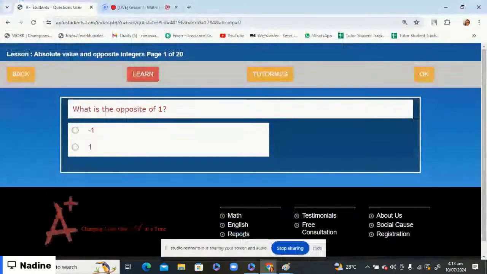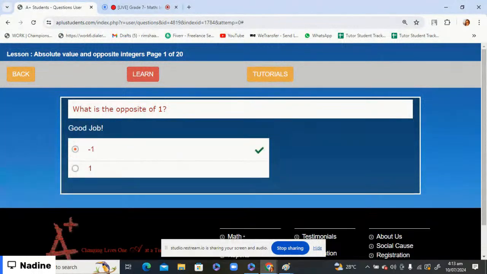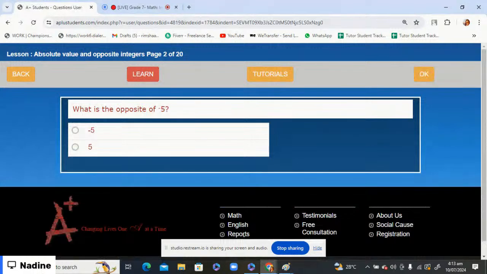So what is the opposite of plus 1? That is negative 1. So here we go with this option. This is the right answer. Okay, what is the opposite of minus 5? Now look here. Here is minus 5. So what is the opposite of minus? That is plus, and 5 as it is.